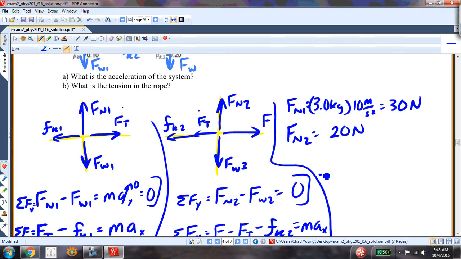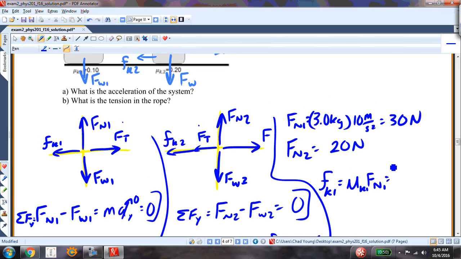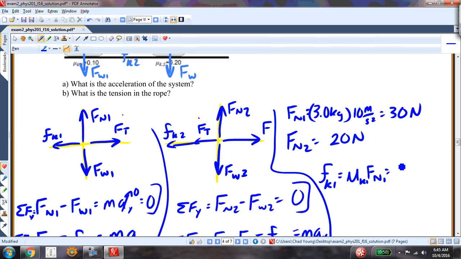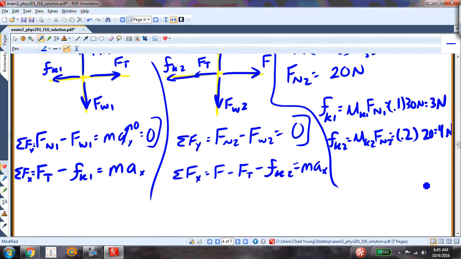Now I can solve then, since I know the coefficients, for Fk1, which is going to be mu k1 Fn1. That mu k was 0.1 times 30, which is 3 newtons. So now I know my kinetic frictional force, and I can also find Fk2, which is mu k2 Fn2, 0.2 times 20, which equals 4 newtons. So those are my frictional forces.